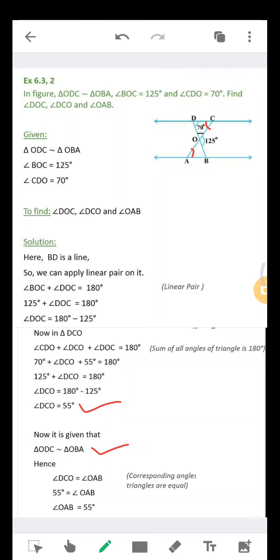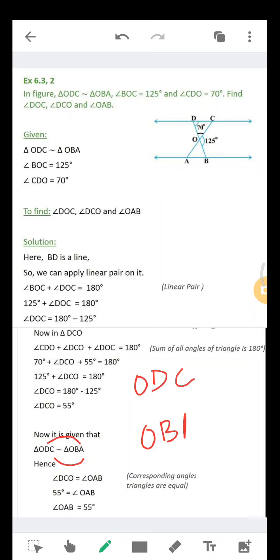Now why will they be equal? Let me tell you that. It's given that these two triangles are similar, so the corresponding angles of those two triangles will also be equal. Here you can see the first letters of these two triangles, angle O and angle O. So angle O is common, that is, vertically opposite angles. Then angle D will be equal to angle B. Angle C will be equal to angle A. In that way I can say angle DCO is equal to OAB. So when two triangles are similar, the corresponding angles are equal.